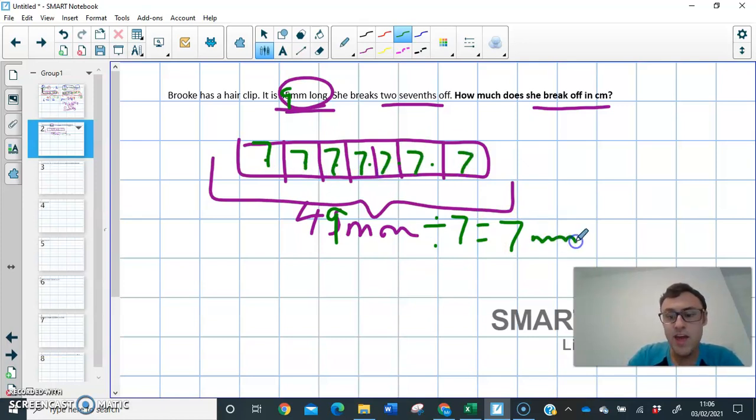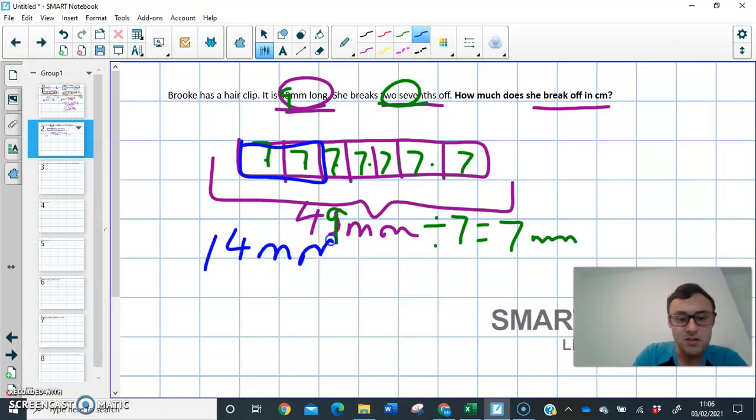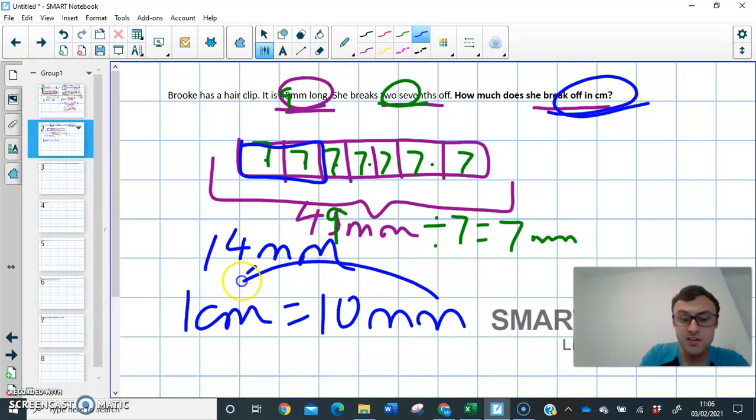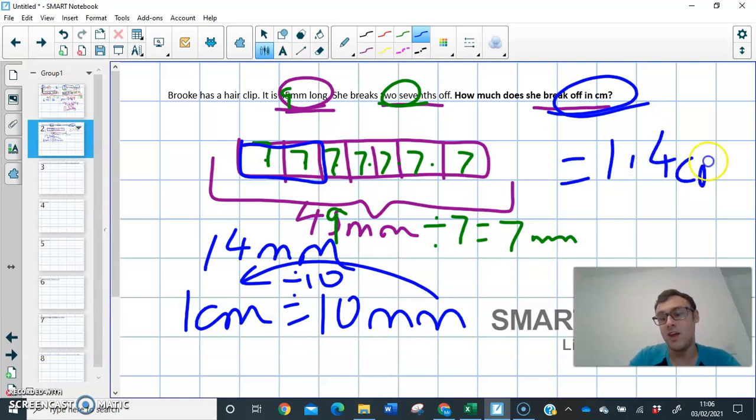Okay. Now I then need to work out what 2 of these are, because that's what she breaks off. So that's this part here. So she breaks off 14 millimeters. But the question says how much does she break off in centimeters? Going back to my basics, I know that 1 centimeter is 10 millimeters. So to get from millimeters to centimeters, I divide by 10. So 14 divided by 10 is 1.4 centimeters. That's how much she breaks off.